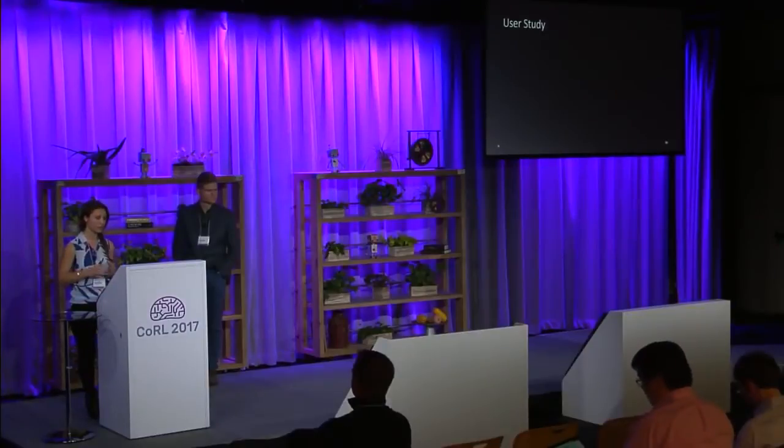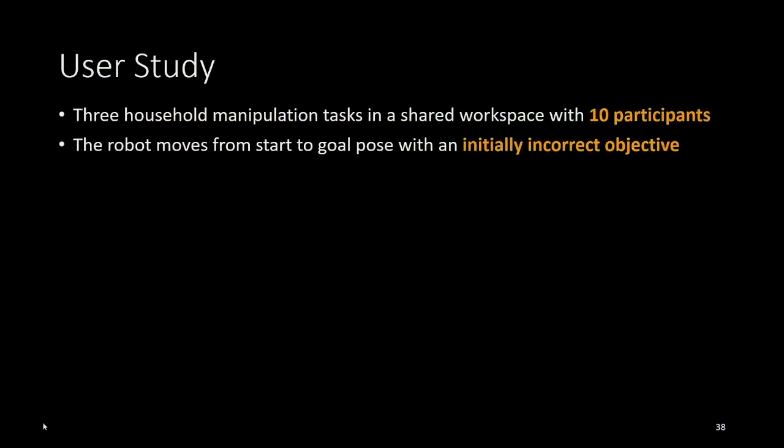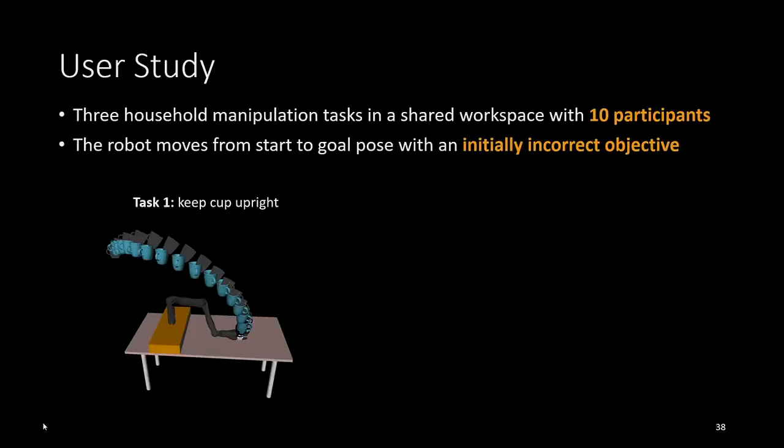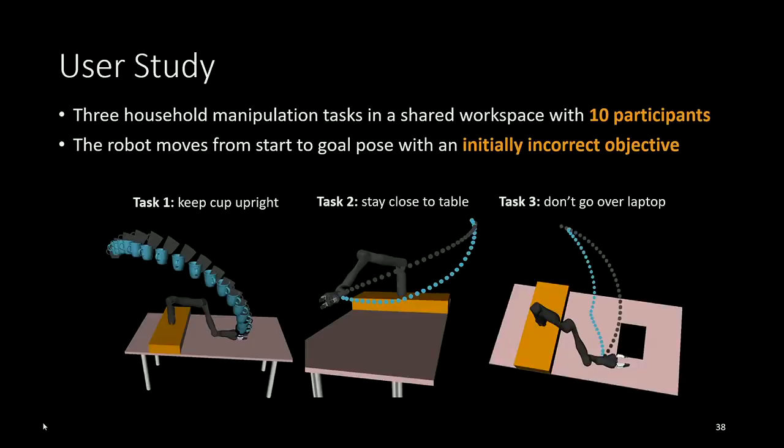We then took this algorithm and evaluated it in a user study, comparing it to a baseline where we were not actively reasoning about the robot's objective. So we had 3 household manipulation tasks and 10 total human participants. The robot would move from a start to a goal position with an initially incorrect objective. The 3 tasks included moving a cup from the shelf down to a table, but the robot would be tilting the cup initially. Another one was the robot moving on top of a table, and the human wanted it to move closer. And the last one had a robot moving over a laptop, which the person did not prefer.